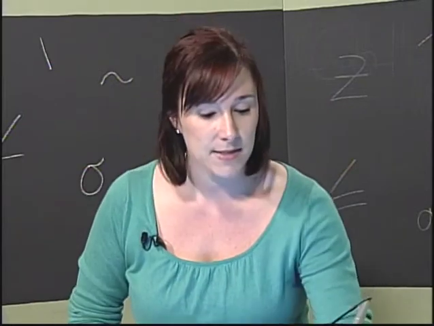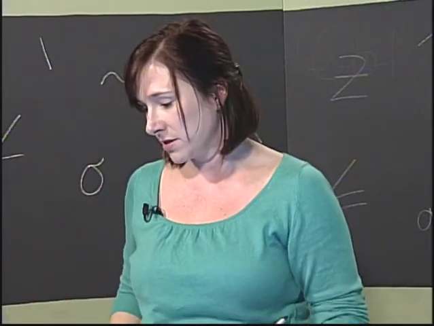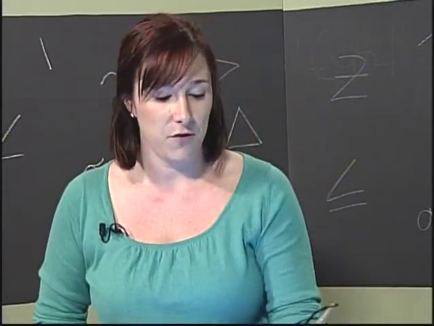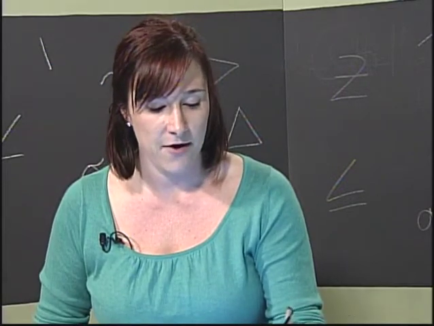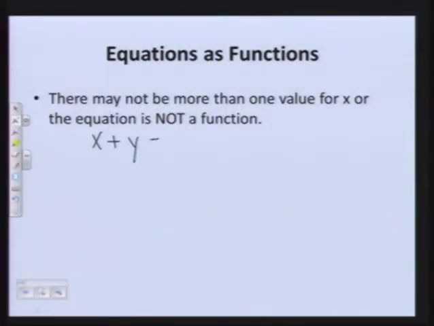So let's look at some equations. I'm going to start off with a pretty basic equation. I have x plus y equals 5. What we want to do is to solve for y. That's your first thing. So here I need to subtract the x from both sides, and then I have y is equal to 5 minus x.